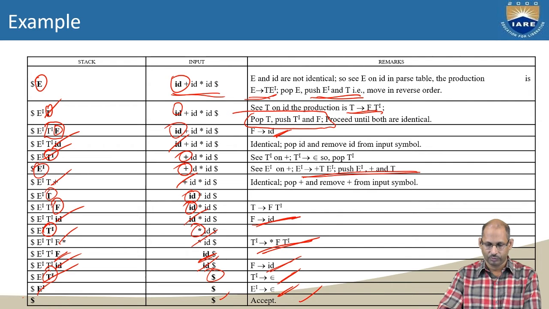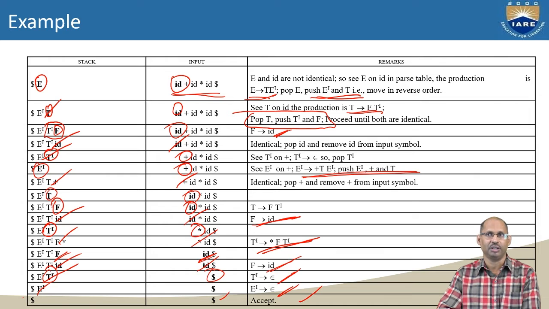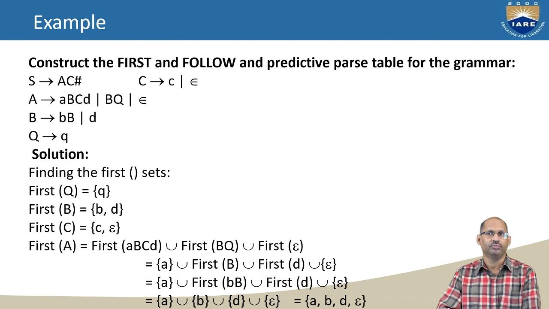Right? So we have seen ID into ID and also ID plus ID into ID parsing by using the predictive parsing table. Now, here, this is one more grammar that is given.